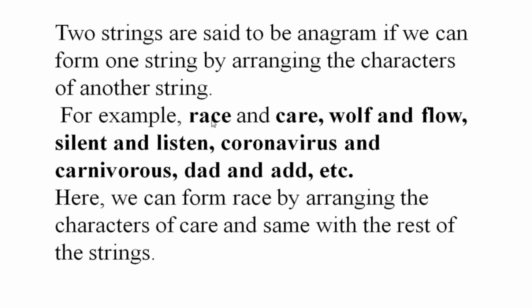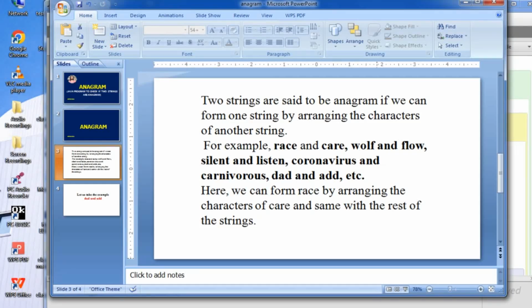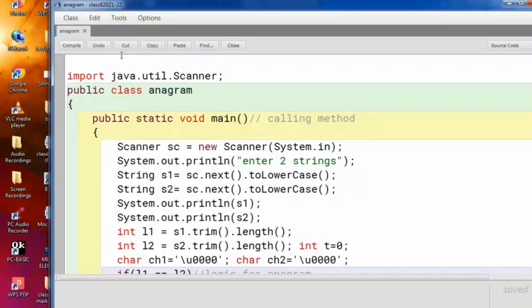For example, race and care. Just see the letters RACE. They are all present here but at different positions. R is here, ACE. Same thing with wolf and flow, silent and listen, coronavirus and carnivorous, dad and add, and so on. So let us go to our Java program.